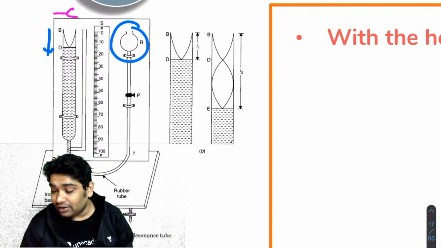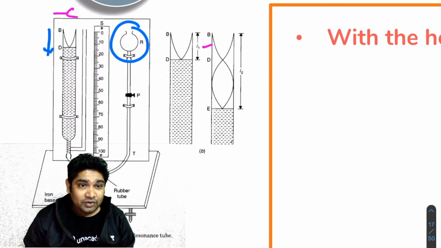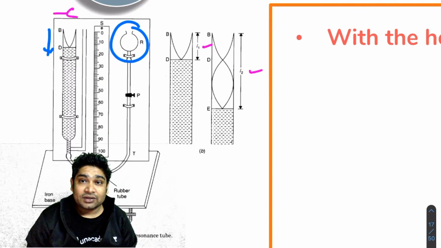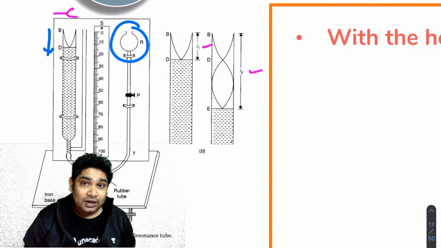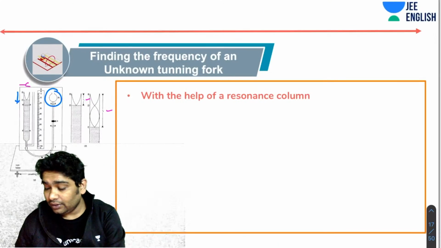Okay, so there you can measure this L1, and similarly, if you keep on decreasing the level, again you will hear a loud sound at some level L2. Okay, so with the help of L1 and L2, now you can figure out the frequency of the unknown tuning fork.